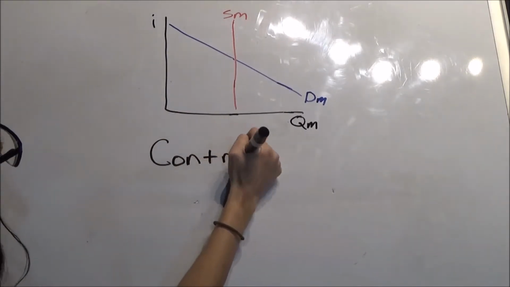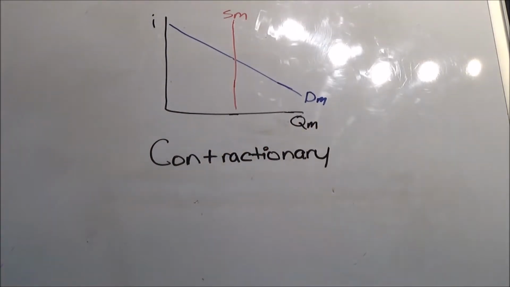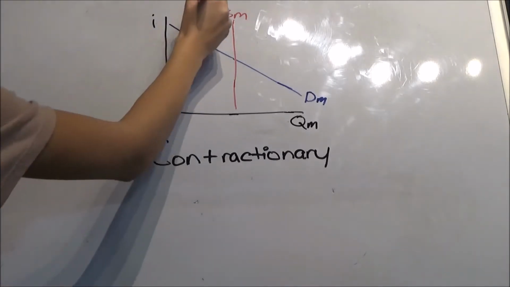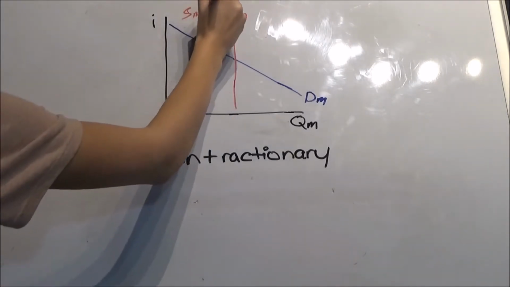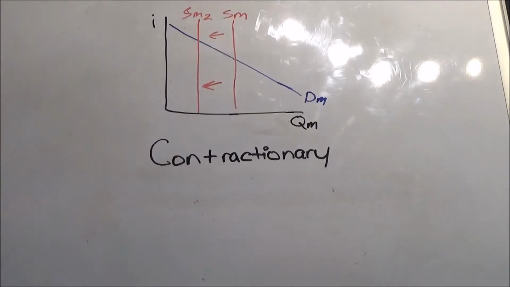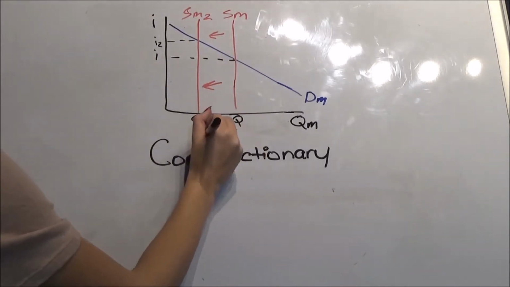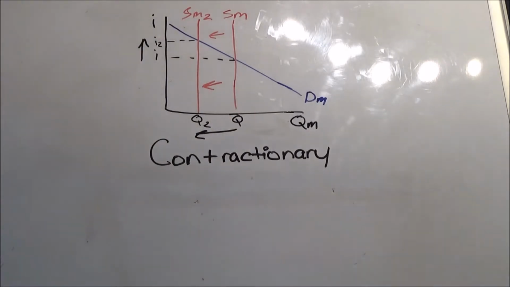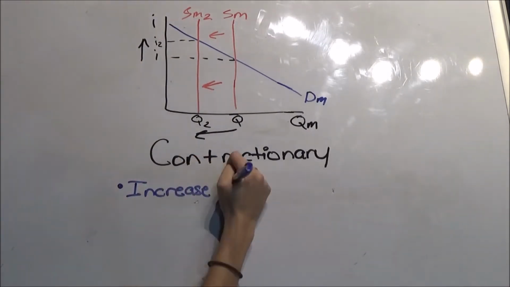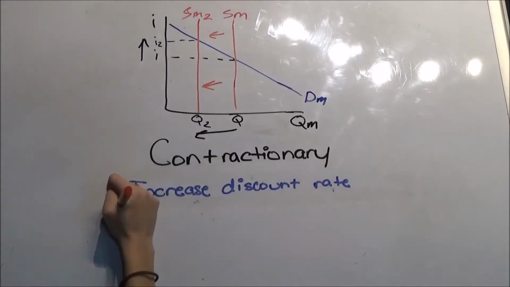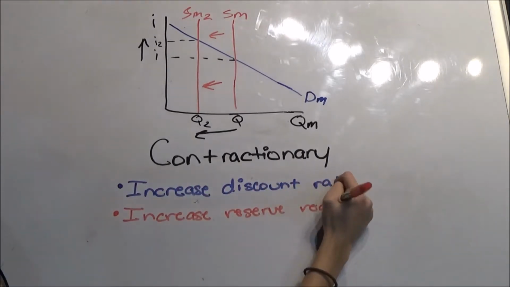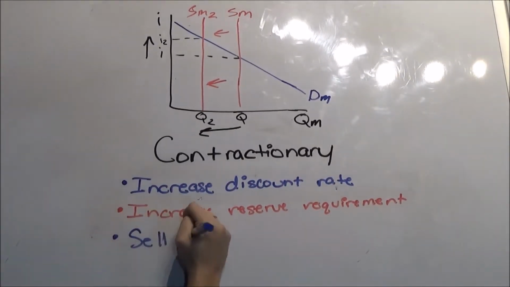In the opposite case of an inflationary gap, contractionary policy will be followed. The goal of this is to decrease the money supply, moving the line to the left. This causes the quantity of money to decrease and nominal interest to increase. Here, the 3 tools are utilized in the opposite way of expansionary policy. The Fed increases the discount rate, increases the reserve requirement, and sells bonds.